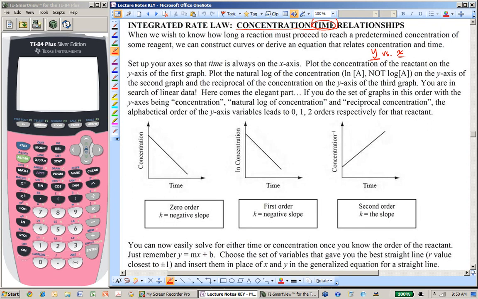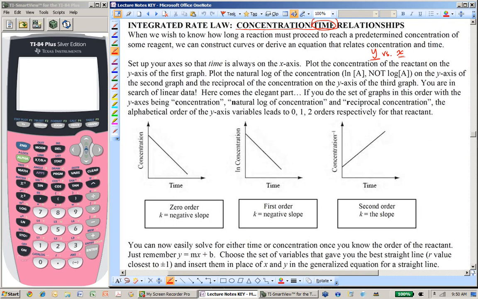When we want to know how long a reaction has to proceed to reach a predetermined concentration of some reagent, we can construct these curves or derive an equation that relates concentration and time. So if a question ever asks you how long, that implies time. And that's when you're going to go into this part of the techniques.